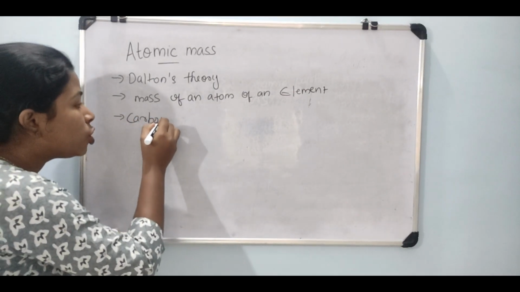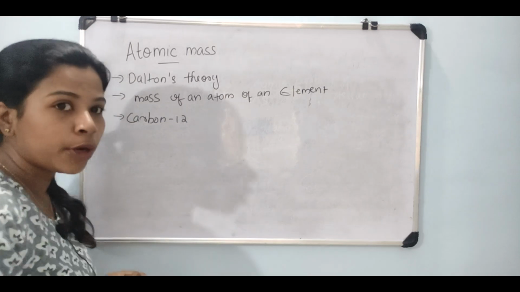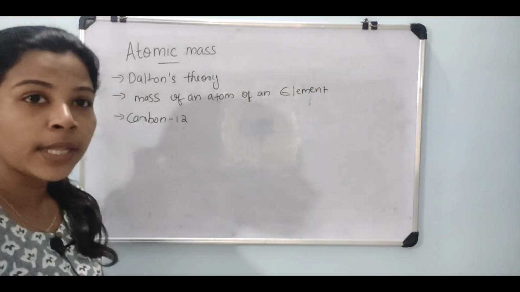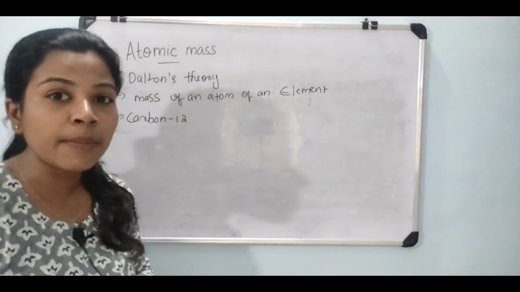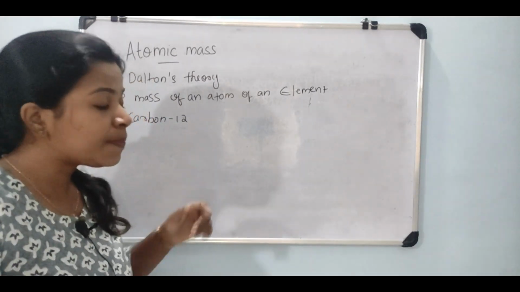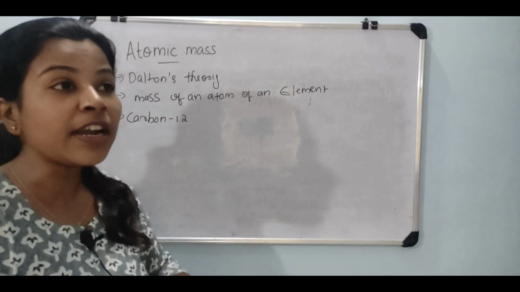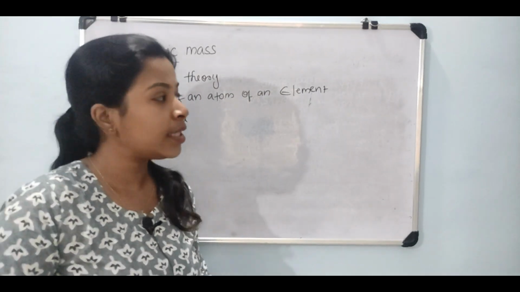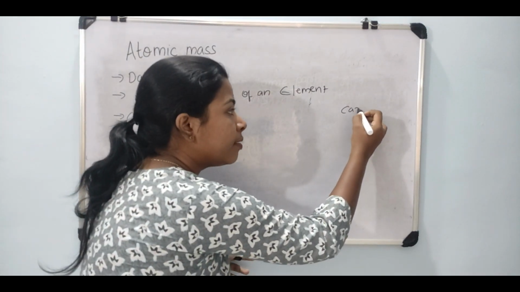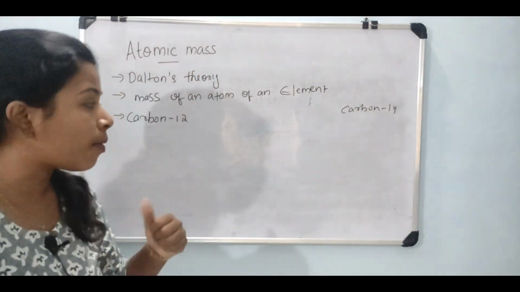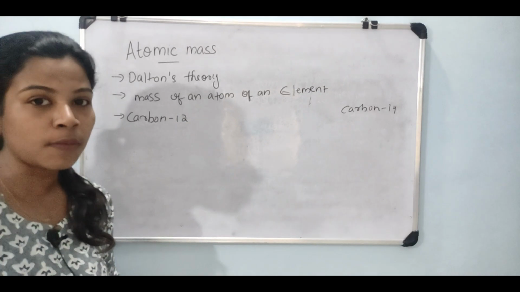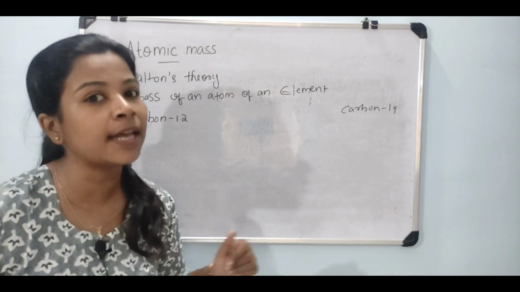Carbon 12 atom. This is very important. Why am I saying carbon 12? I could just say carbon, no? It is because there are different isotopes of carbon, like carbon 14. So we are taking the carbon 12 isotope. I explained isotopes in the last class.